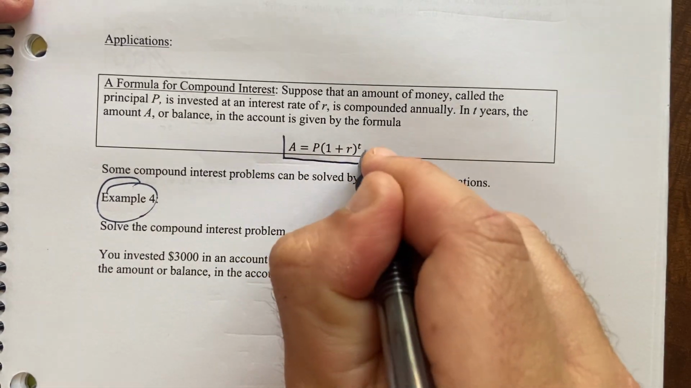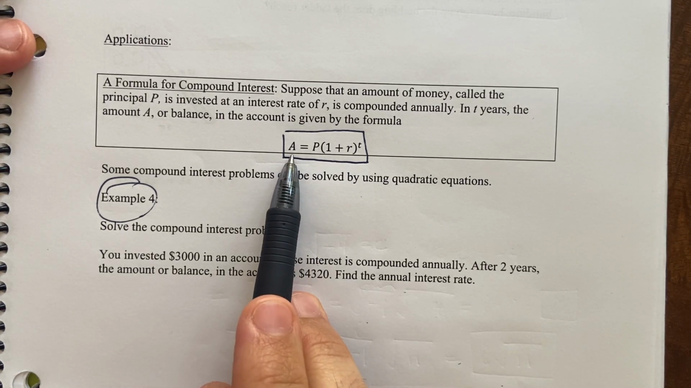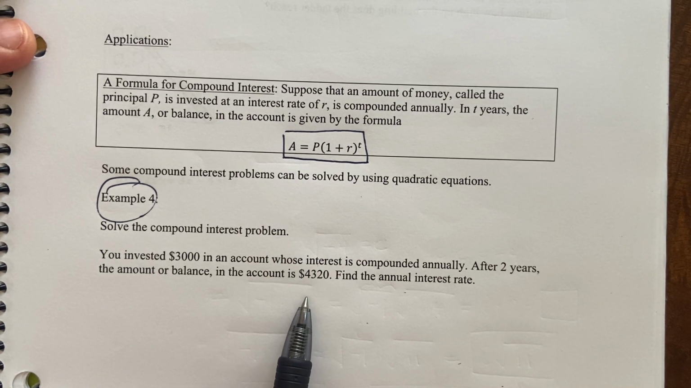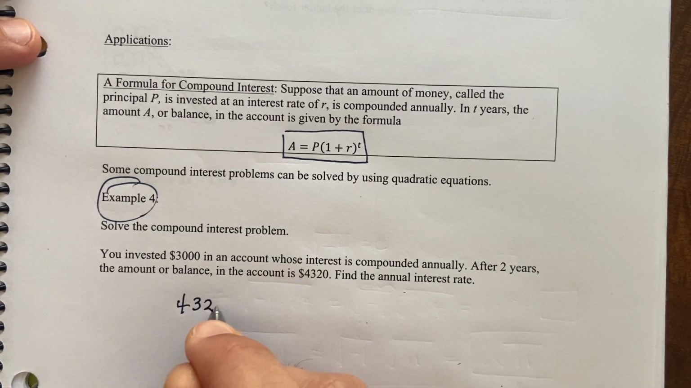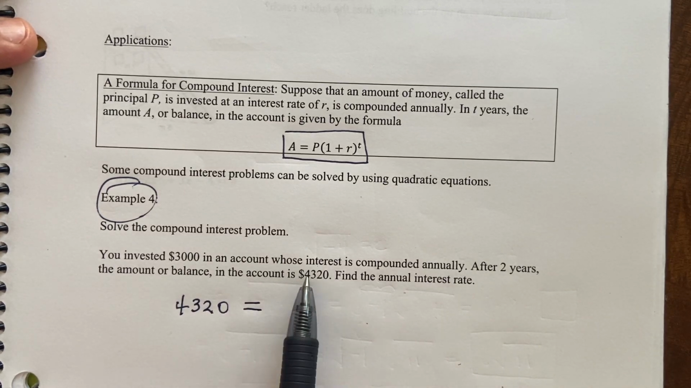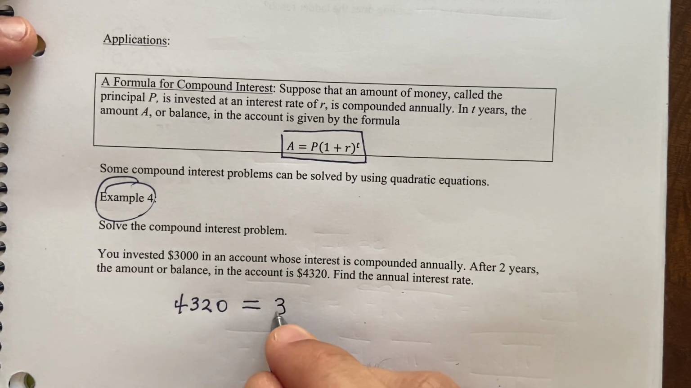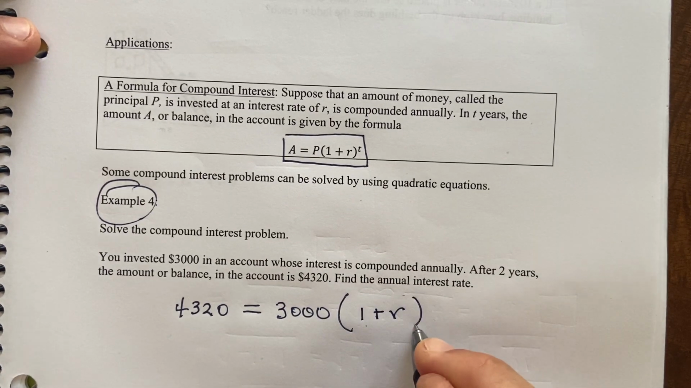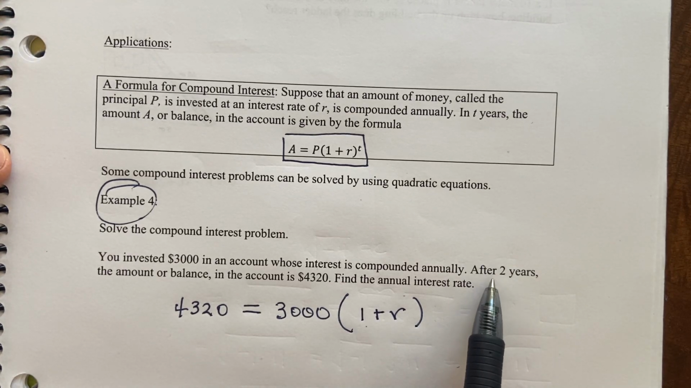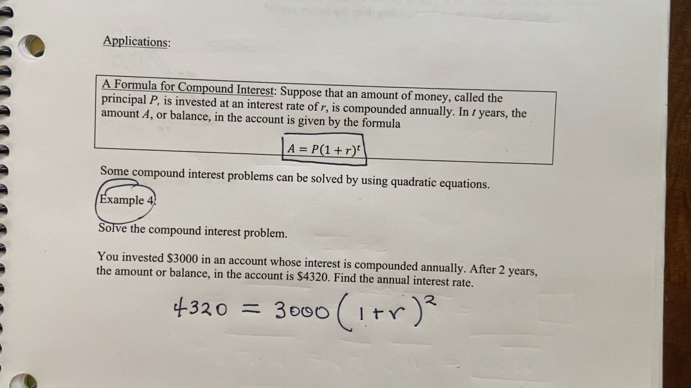So in this formula, we'd be looking for r. The amount that we want is 4,320, so I'd have 4,320 going in for A. This is equal to P, the principal, which was the original investment, times 1 plus r. And then it was said after 2 years, so this is raised to the 2.